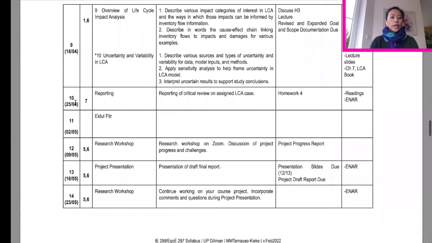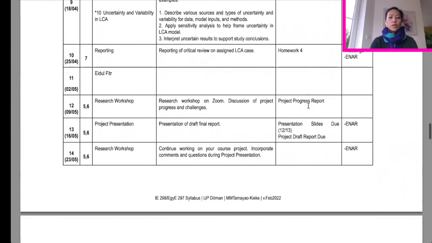On April 25, this is the schedule for your reporting on critical review. Each of the groups or maybe individuals, I will look into this, because you're only 4 in the class, will report on critical review on an assigned LCA case. And this is basically your homework 4.